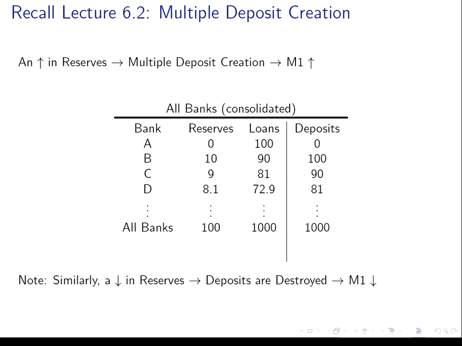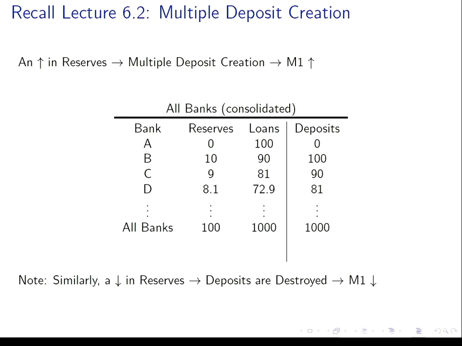So Bank B can make a loan of $90, hence increasing one more deposit. That goes to Bank C. Bank C can keep $81 as excess reserves and only keep $9 as required reserves. And this process continues.